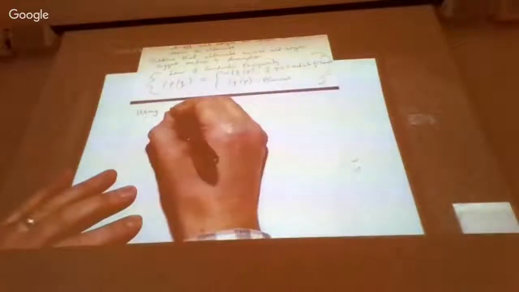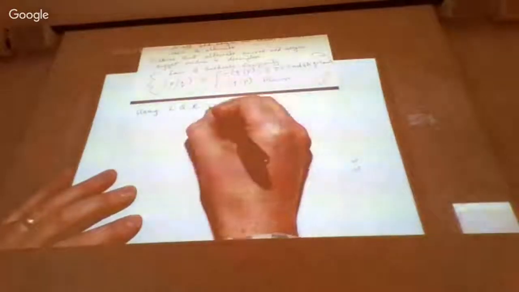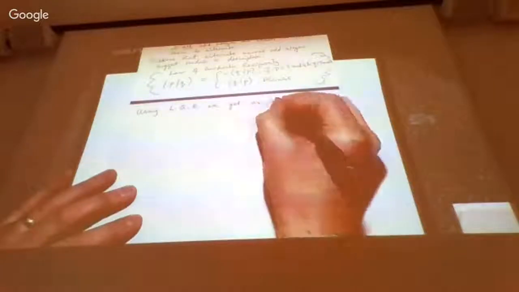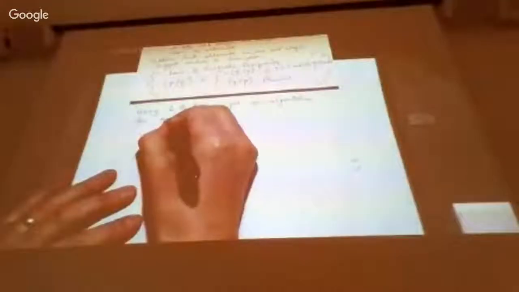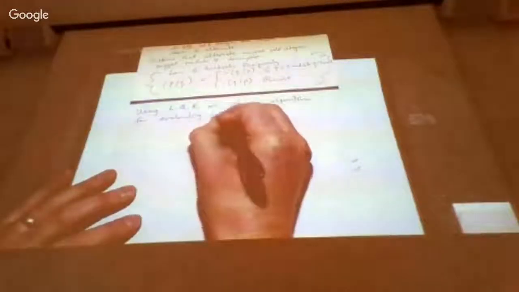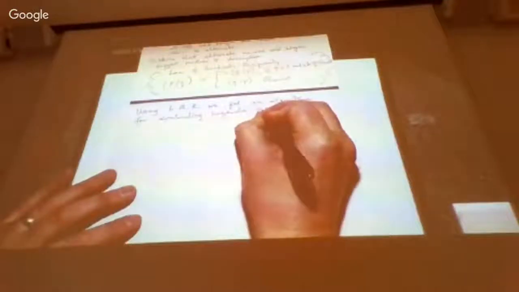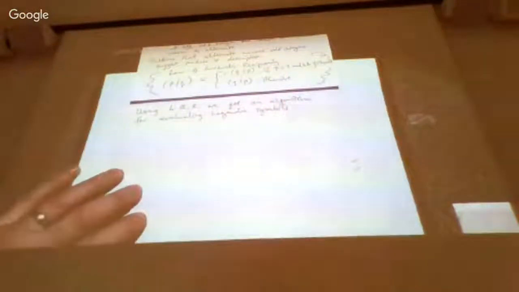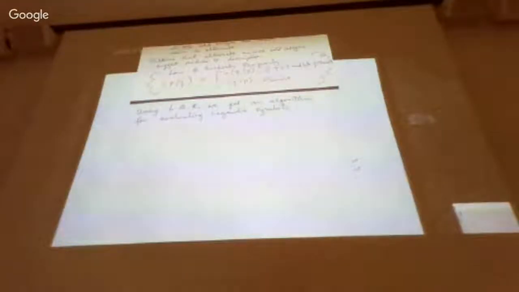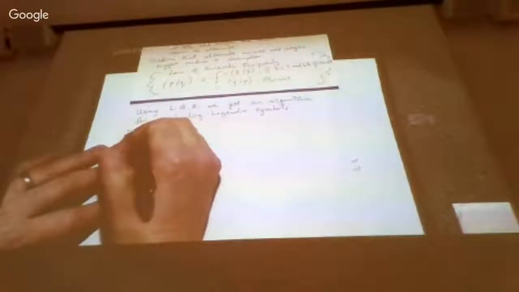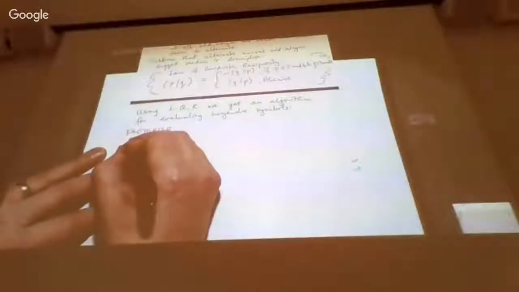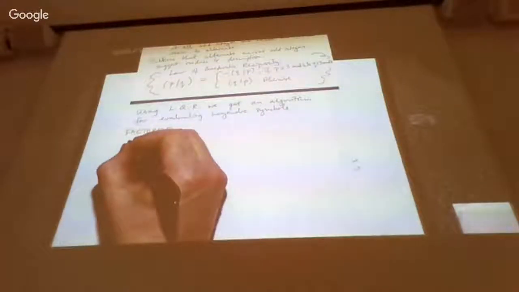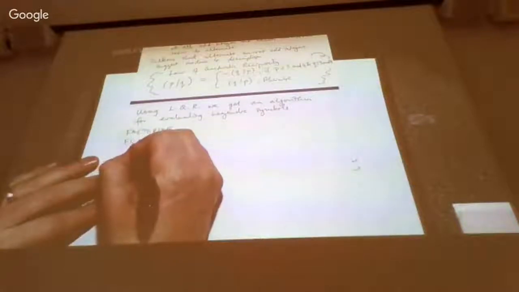Using the law of quadratic reciprocity, we get an algorithm for evaluating Legendre symbols. It's not immediately obvious, but the law of quadratic reciprocity allows us to flip Legendre symbols. Factorize, flip, reduce.